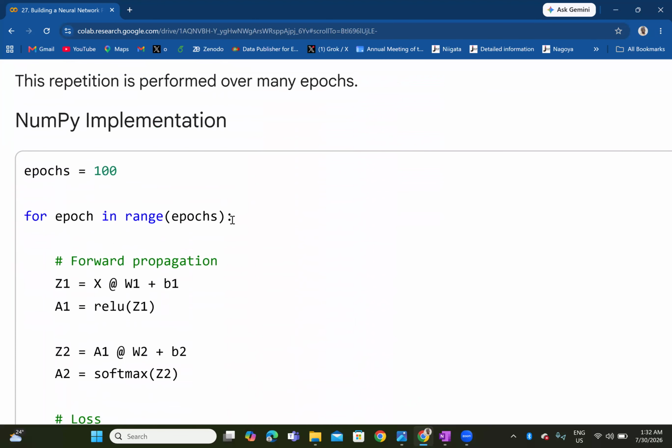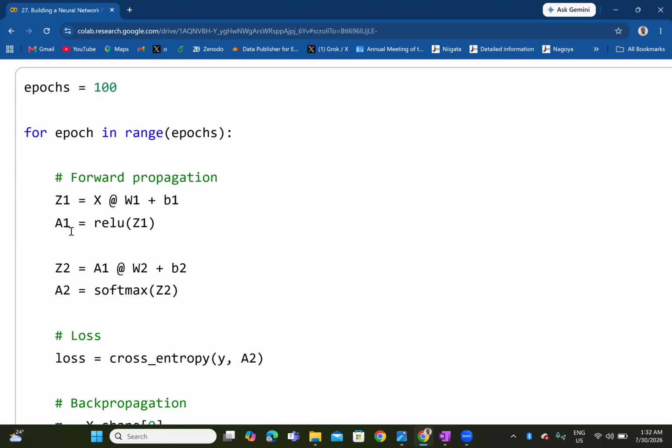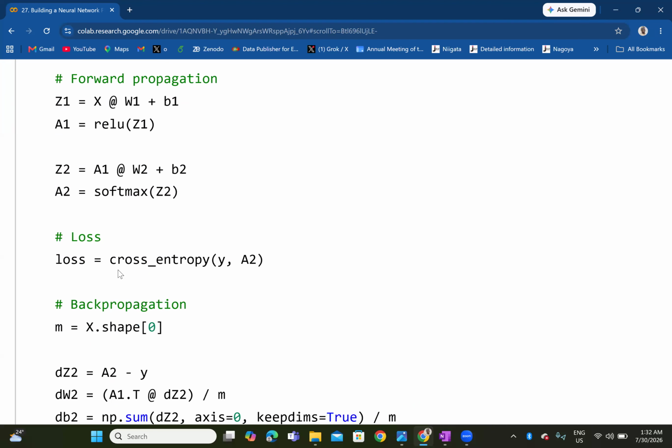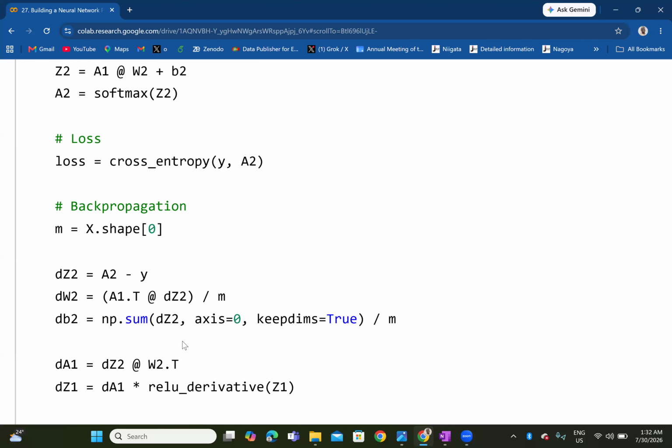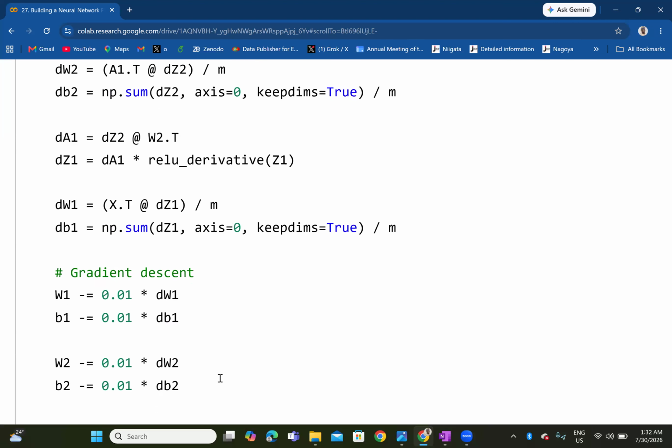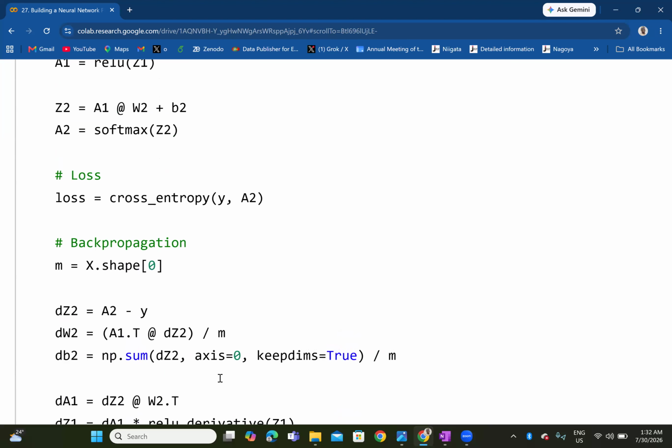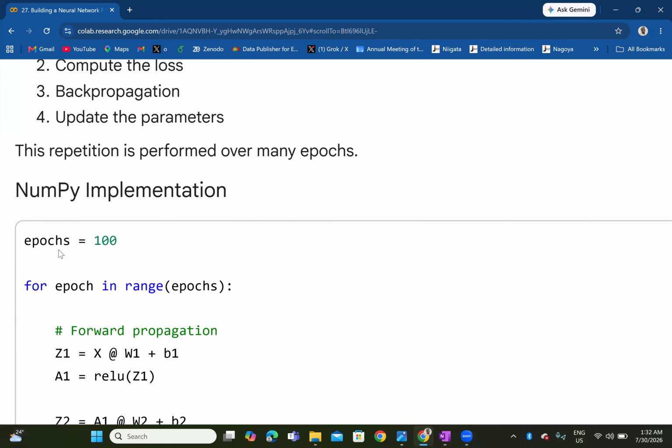So for epoch in range epochs, you have forward propagation. Z1 is this, A1 is that, of this we've talked about before. Z2 is this, A2 is this, and then you have the loss, which takes the cross-entropy of Y and A2. Then you have the back propagation, which takes derivatives like that. So if I run this now, let's see.